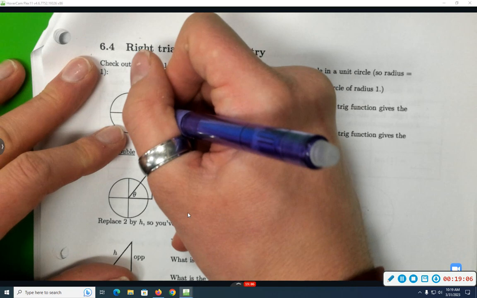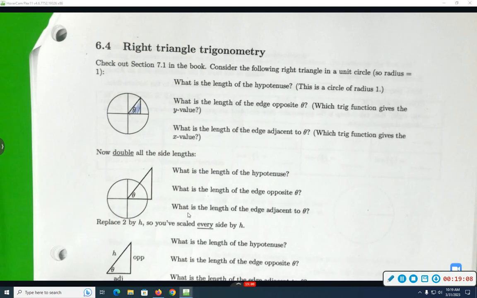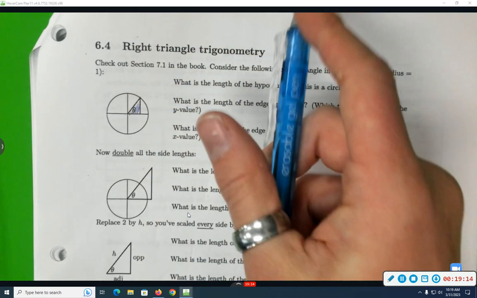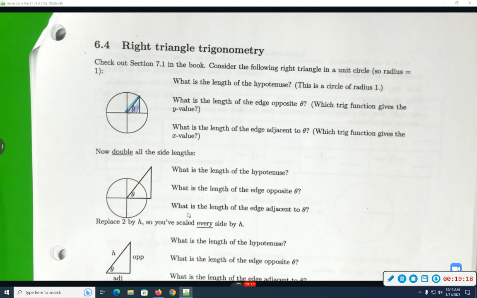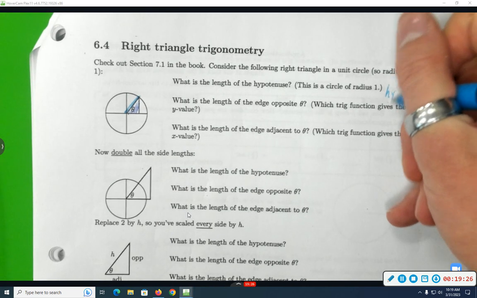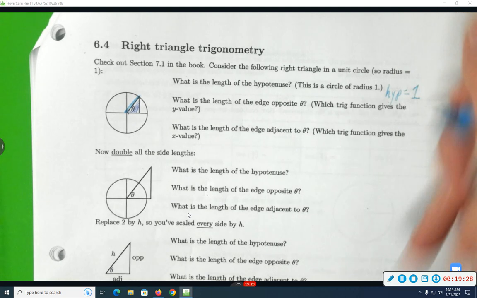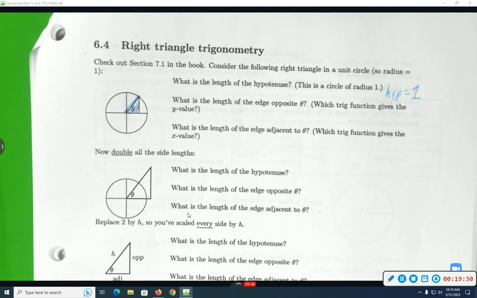Here is a right triangle inside of a unit circle. So this is a circle of radius 1. Tell me, what is the length of the hypotenuse of that triangle? 1. It's in the unit circle, that's the radius of the unit circle. This hypotenuse is 1. What's the length of the edge opposite?